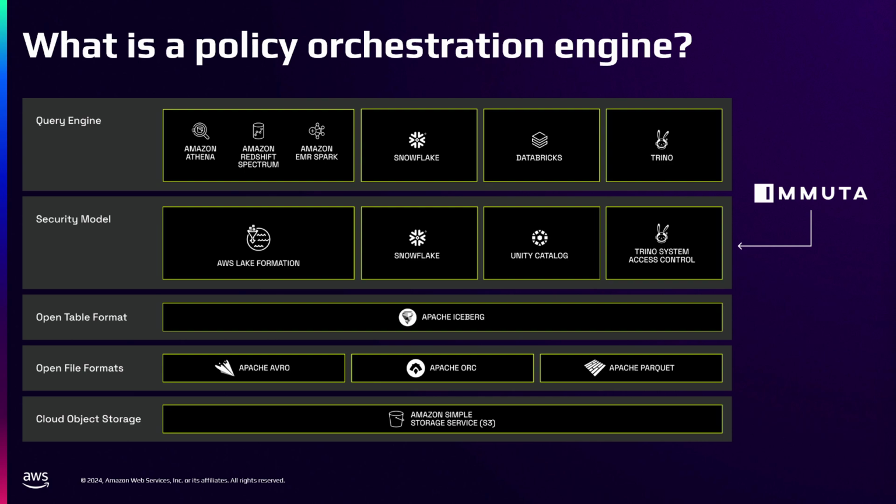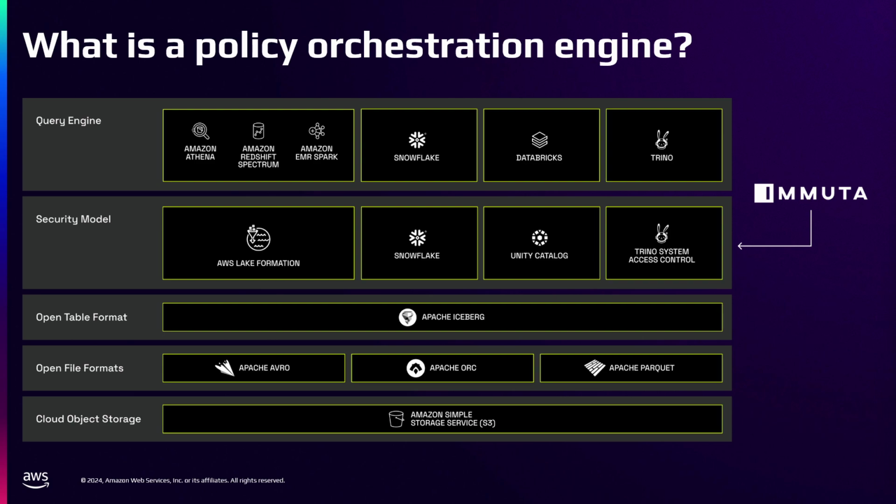And then at some point here, you need a security model. You have the engines and you're querying a table, but where are we enforcing these access controls? The security models here, like I mentioned in the beginning: Lake Formation is the security model for Athena, Redshift Spectrum, and EMR Spark. Snowflake is the security model for Snowflake. Unity Catalog is the security model for Databricks. And Trino has this awesome interface called System Access Control, which is the security model for Trino.